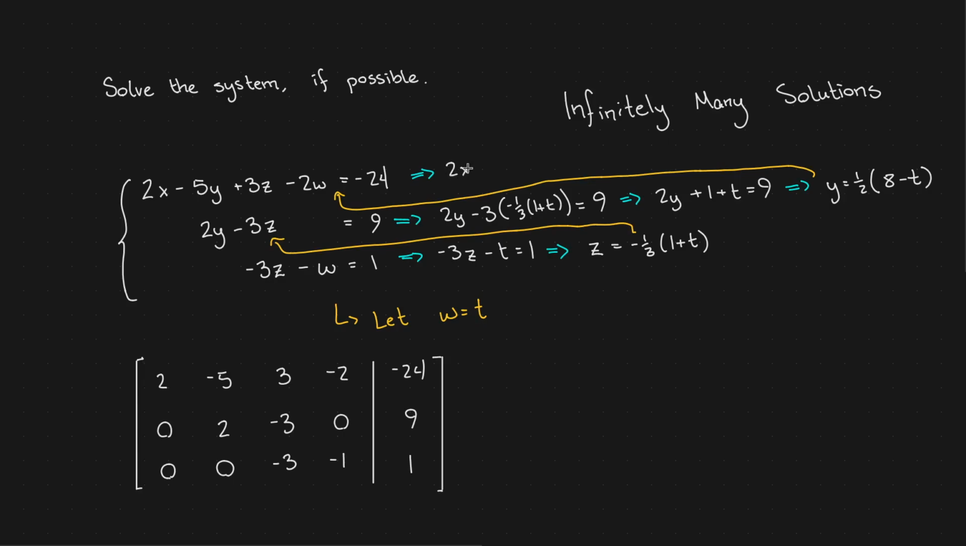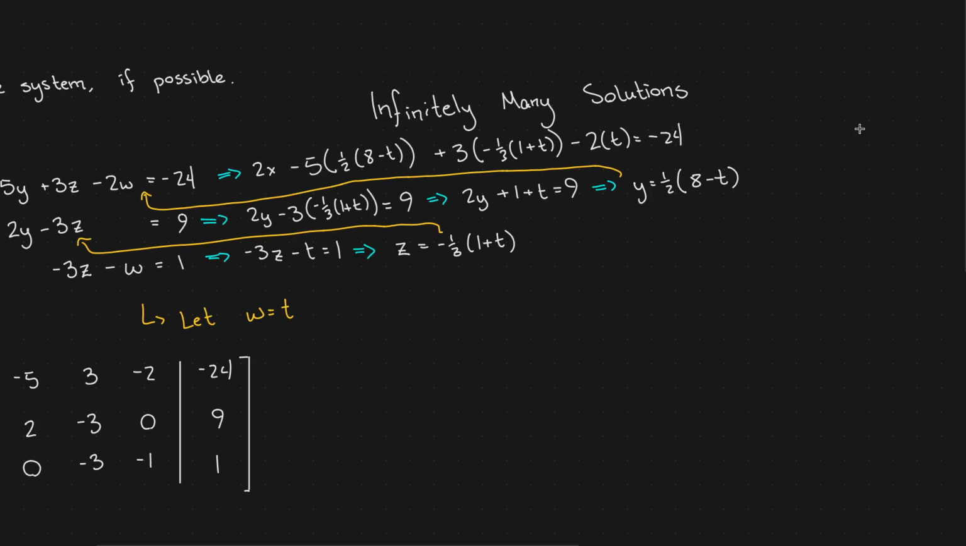I have 2x minus 5 times y. Y is 1/2 (8 minus t). Plus 3 times z. Z is -1/3 (1 plus t). Minus 2 times w. W is t. Equals -24. So I'm going to tidy that up as best I can, and then let's bring it down here just so I have a little bit more room.